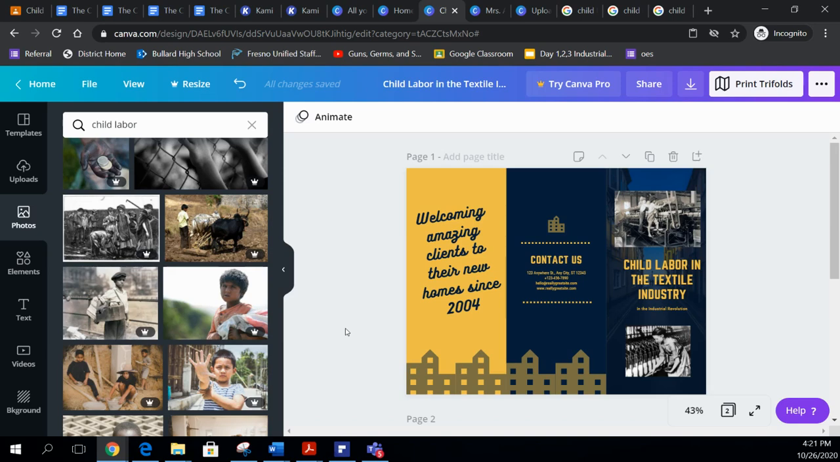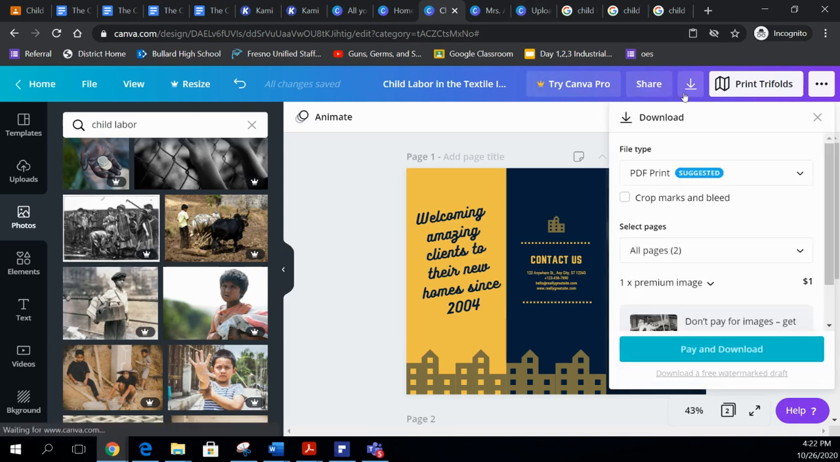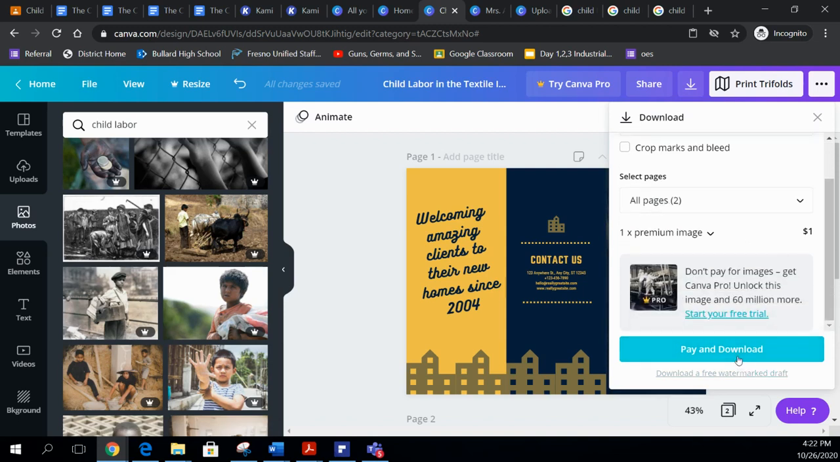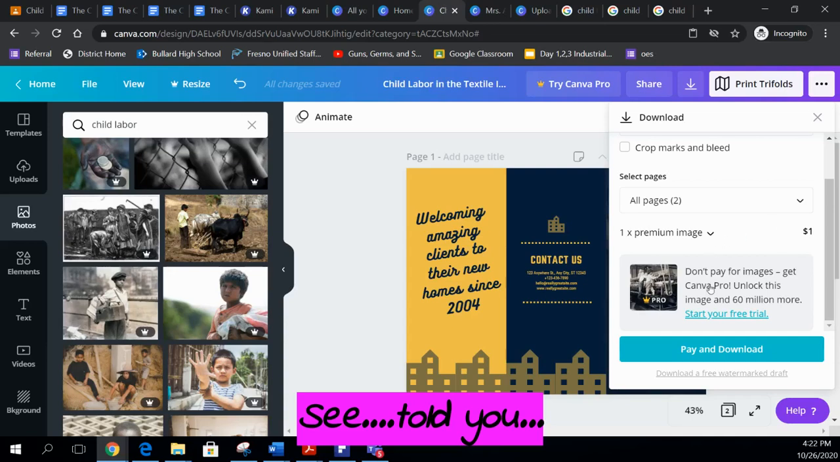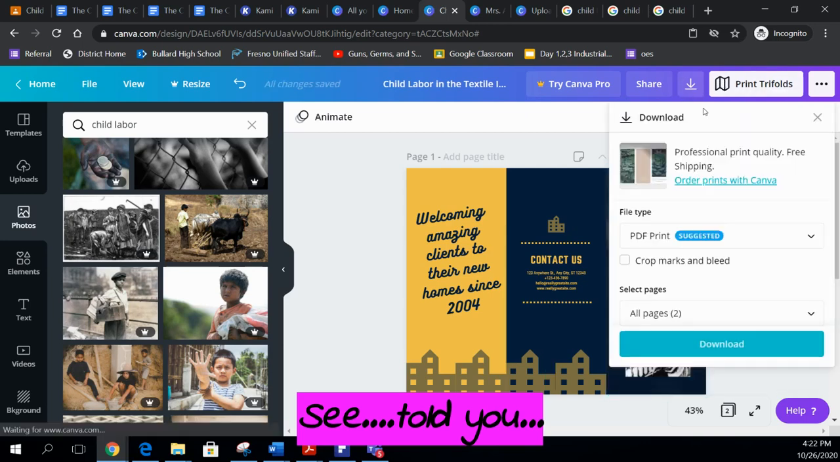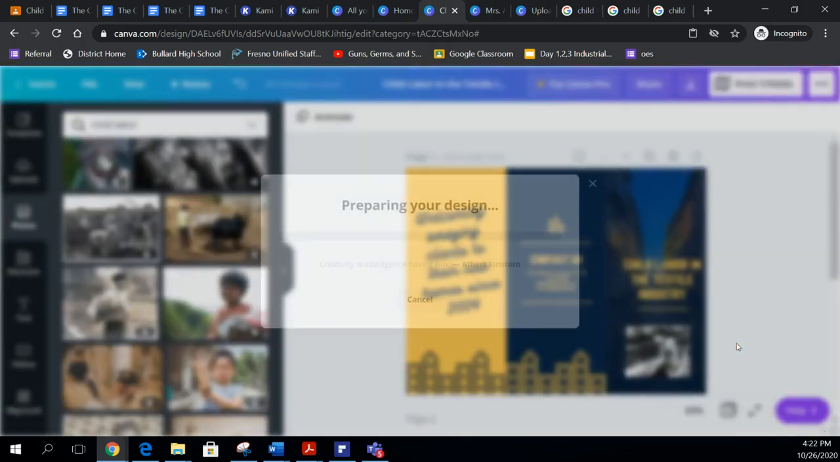Once you're done, then you'll download it as a PDF. You'll do that up here at the top. You're going to click Download PDF Print. You want all the pages. Oh, that's not going to work. So we're going to delete this one, because we're going to have to pay to download that one. So we're not going to do that. So let's go ahead and download it.